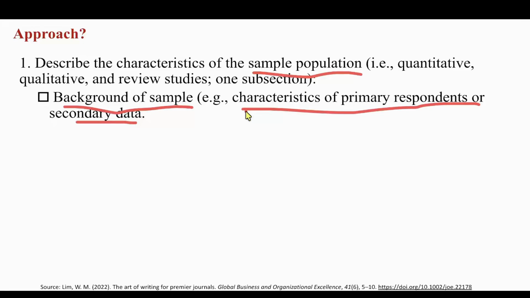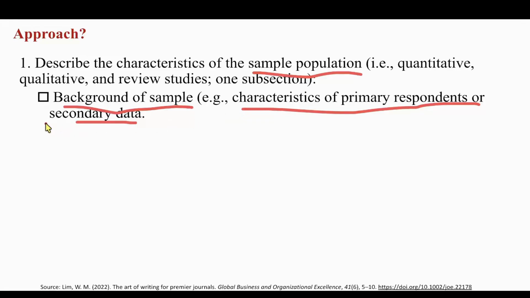Probably I can also look for people with expertise in some particular technology, let's say AI. So they should be experts in AI and working as engineers in the field of AI. That is a characteristic of my primary respondents. Or it can be human resources managers having more than 15 years of experience, right? So these are a few characteristics.